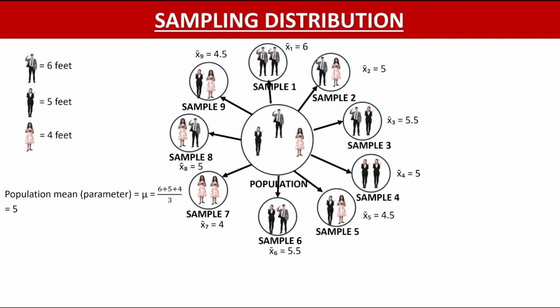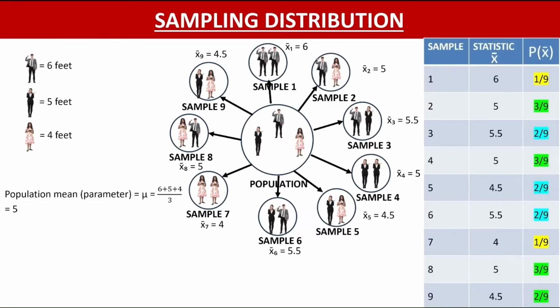Now let us make a table for these values. Let us see the frequency of these values. So out of 9 times, 6 is occurring once. So the frequency of 6 is 1 by 9. Another way of explaining this is that if we take a random sample of sample size 2, there is a 1/9 chance of getting a sample mean of 6. 5 is occurring 3 times out of 9, so its frequency is 3 by 9. Similarly, 5.5 and 4.5 are occurring 2 times, so their frequency is 2 by 9. 4 is occurring only once, so its frequency is 1 by 9.